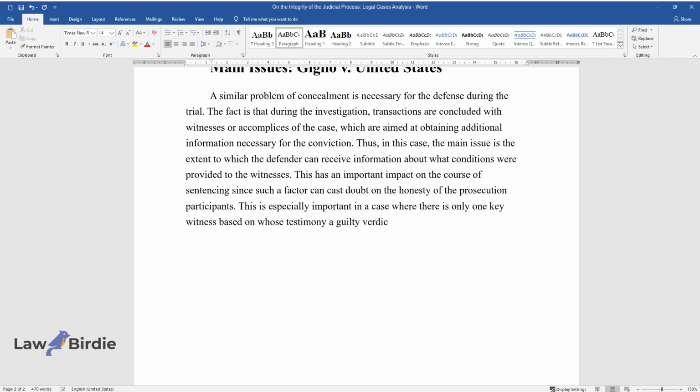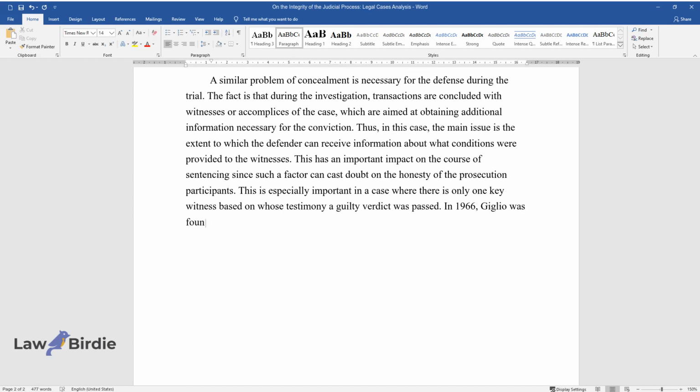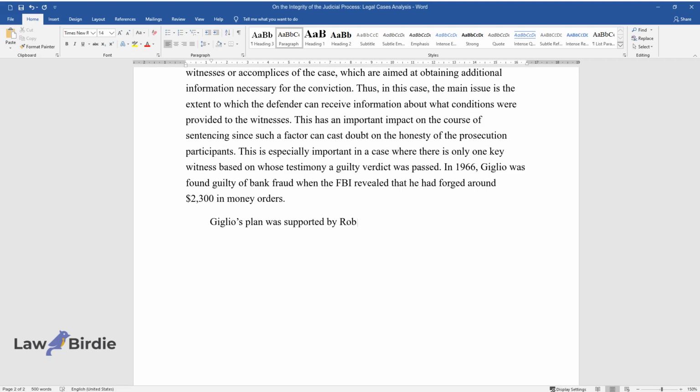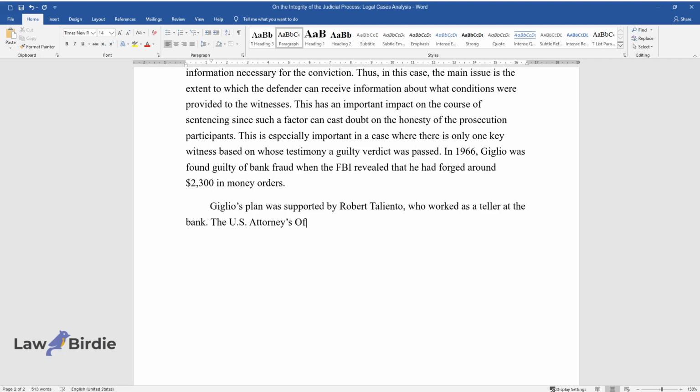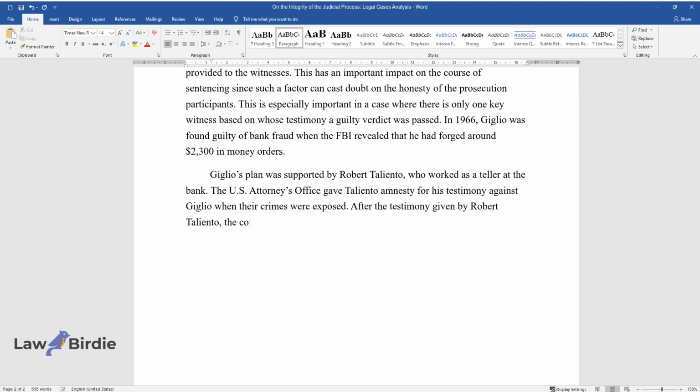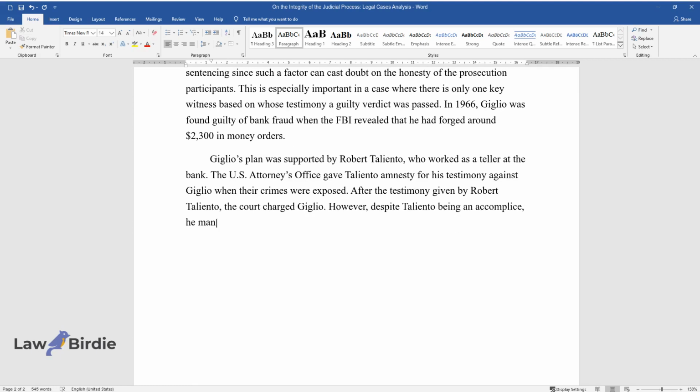In 1966, Giglio was found guilty of bank fraud when the FBI revealed that he had forged around $2,300 in money orders. Giglio's plan was supported by Robert Taliento, who worked as a teller at the bank. The U.S. Attorney's Office gave Taliento amnesty for his testimony against Giglio when their crimes were exposed. After the testimony given by Robert Taliento, the court charged Giglio. However, despite Taliento being an accomplice, he managed to avoid a sentence.